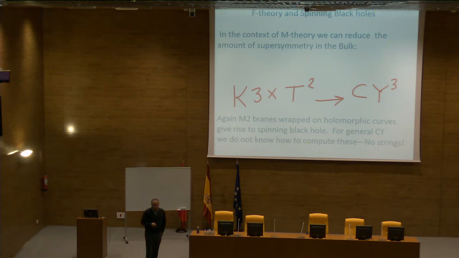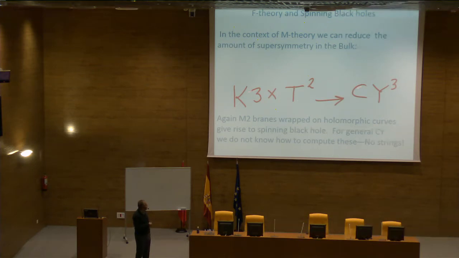Okay, now this is kind of a review of old stuff, basically to put it in the context of newer stuff. So in the context of M theory, we can reduce the amount of supersymmetry in the box. We said that in the M theory context, the geometry that I was just talking about reduces to K3 cross T2, from 11 down to 5, but it's natural to generalize that to Calabi-Yau threefold.